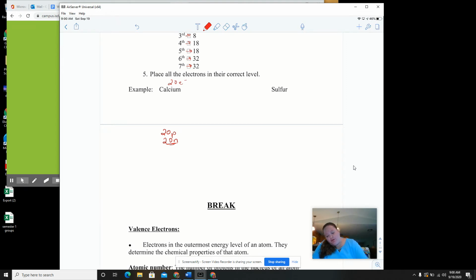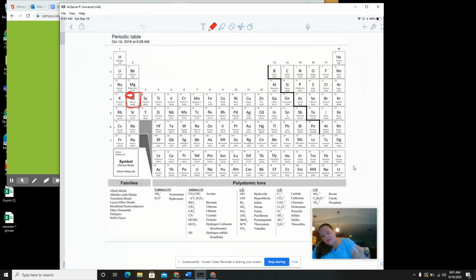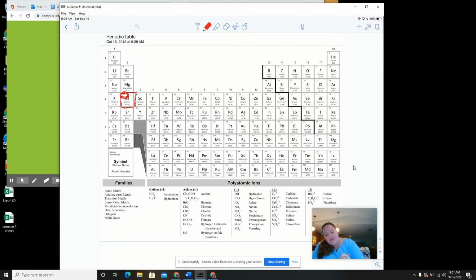Now what I'm going to do is put in my first energy level. So I'm going to put a nice big circle around my first energy level. And now I'm going to go back to my periodic table. My first energy level is right here up at the top. These numbers down here on the side are the energy levels. That's why the periodic table is so magnificent. It's arranged so perfectly, okay?